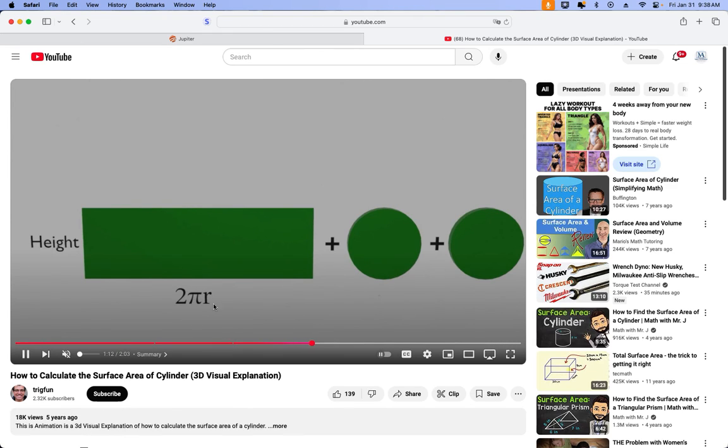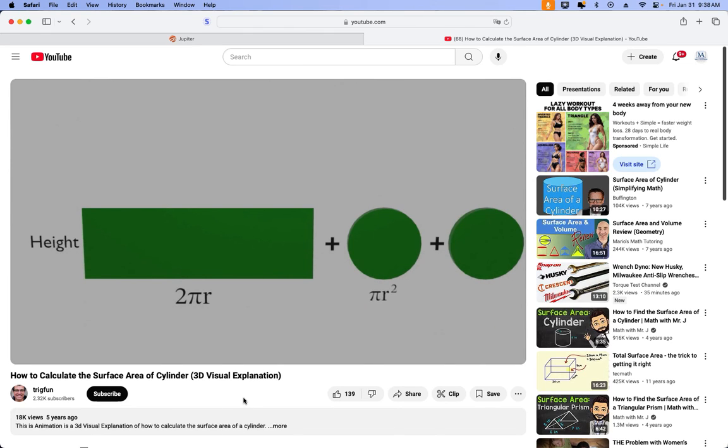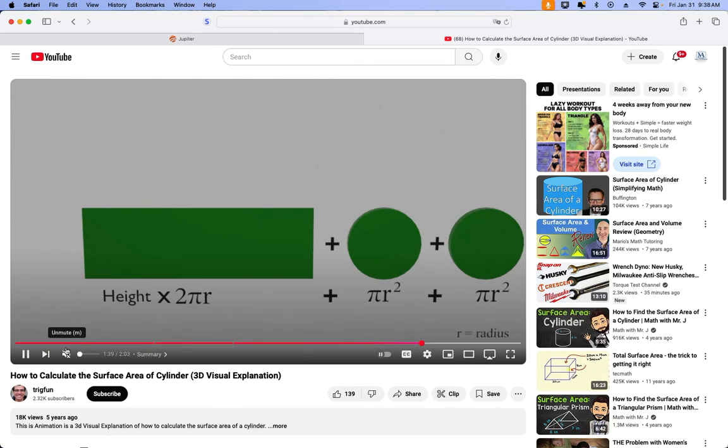And then he tells us how to find it. That's 2 pi r, which is the same thing as the circumference of those two circles. And the height is just the height of the rectangle. The height of the cylinder is the same as the height of the rectangle. So you put those calculations together like we did in the previous 3 problems, and that is going to give you everything that you need to solve for the surface area of a cylinder.